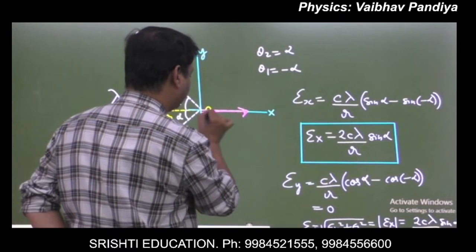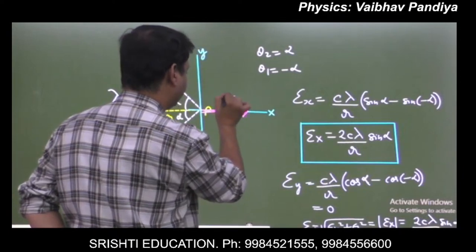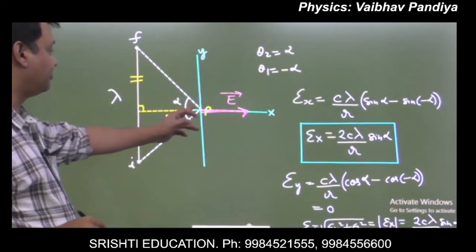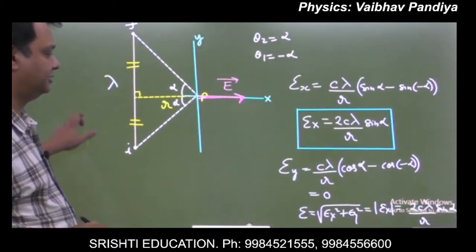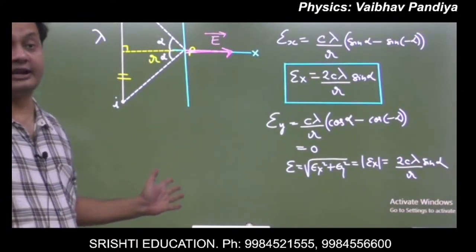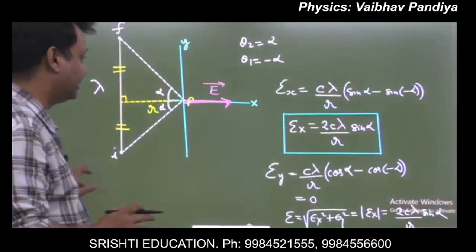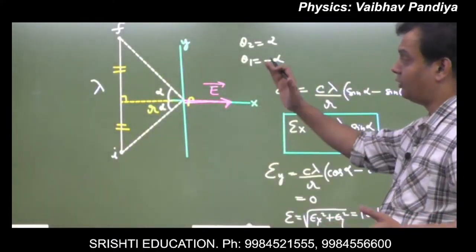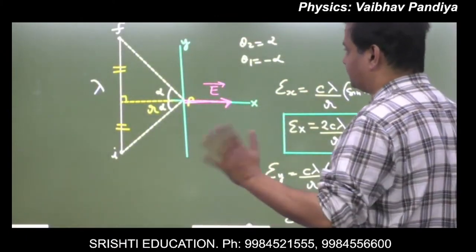So this is your electric field due to a finite line of charge at any point on the perpendicular bisector: 2c lambda by r sine alpha. Okay, this is our electric field at any point on the perpendicular bisector of a uniformly charged line or rod, thin line or thin rod.